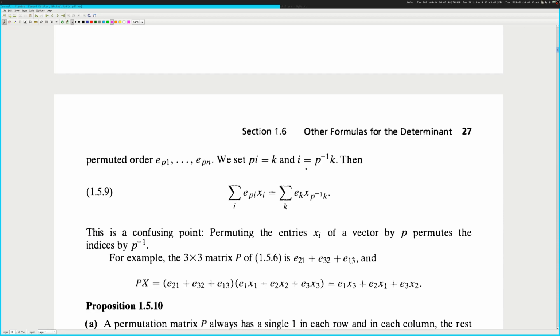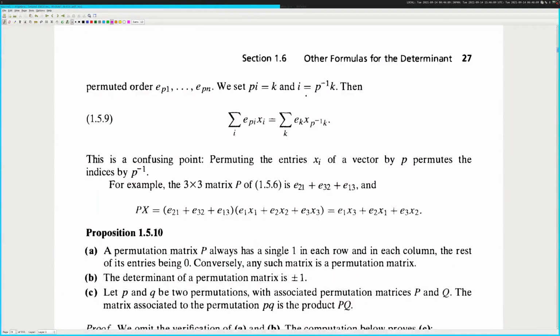That's interesting. Yeah, that might have been what I was getting hung up on earlier. For example, the 3 by 3 matrix P of 1.5.6 is E21 plus E32 plus E13, and Px, you know, finally, oh no, we have a proposition, which means one of his horrible proofs. Alright, is E21 plus E32 plus E13, E1x1 plus E2x2 plus E3x3 equals E1x3 plus E2x1 plus E3x2.